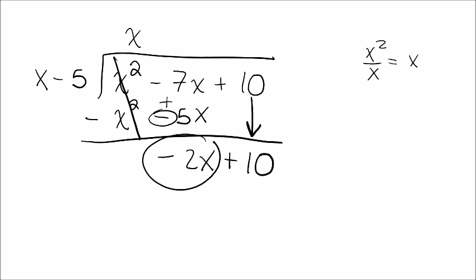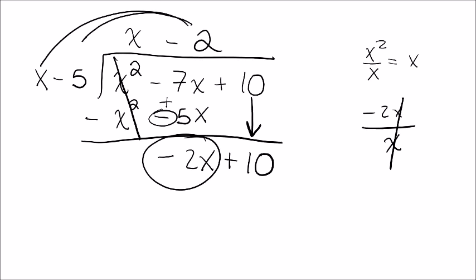So we're going to take our first term, the negative 2x, divided by the first term outside, our x there. You can see those x's will reduce down to 1, and we're left with a minus 2. So we're going to take that and multiply it by everything in front. So negative 2 times x becomes a negative 2x. And then negative 2 times a negative 5 becomes a positive 10.